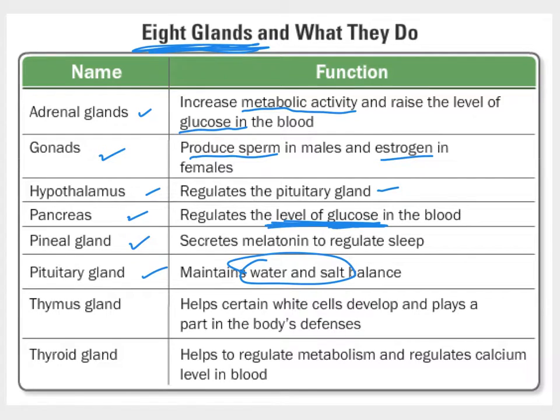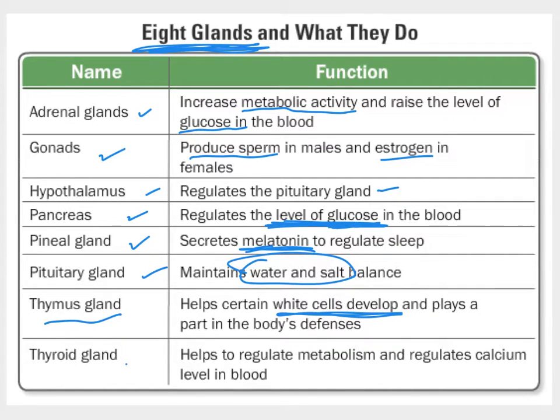The pineal gland up in the brain secretes melatonin, and that's going to help us regulate our sleep to make sure that we get the rest that we need. We have the thymus gland on the heart, and that helps certain white blood cells develop, and that works in the body defense system, which we'll talk about a little bit later.